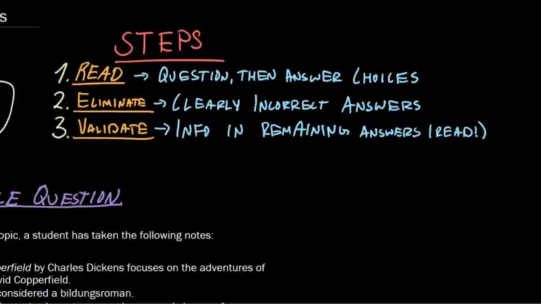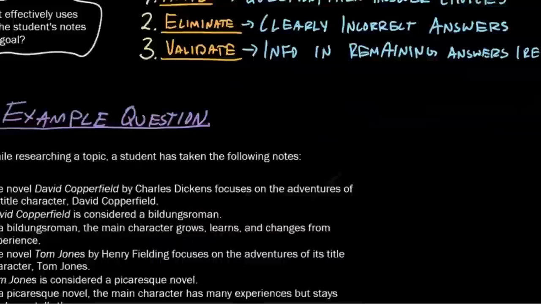Okay, you eliminate clearly incorrect answers. This is a huge one for rhetorical synthesis because often a lot of the answers, at least 2 or 3 of them, are completely wrong. They're just completely wrong. They don't answer the question. Then, once you eliminate choices, you're probably only left with 1 or 2 choices, okay? You're going to validate the info in the remaining answers, so that's when you actually read the passage, okay? And then you're going to choose one.